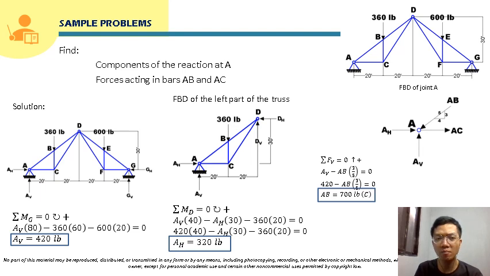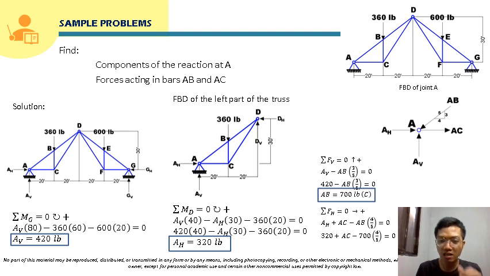Now for member AC, we can just sum up forces horizontal here. So this will just be AH plus AC minus AB times 4 over 5, which is the horizontal component of AB, and that will be equal to 0. We already have the value of AH and AB, so we can directly solve for AC. Solving for AC, that will just be 240 pounds, and that is in tension since the answer is positive. So our assumption is correct, which is in tension. We can already box that. So these are already the answers for this problem.